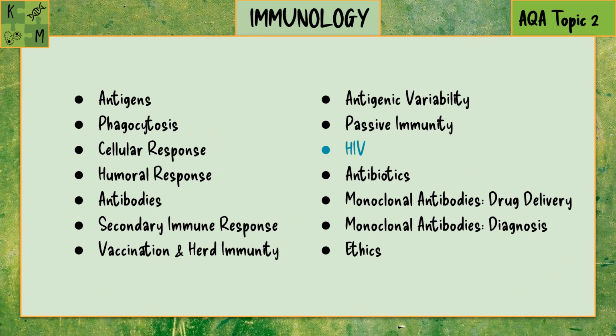Hi everyone. In this series of videos, we've explored the immune response following exposure to an antigen. In this video, we'll look at the specific example of HIV infection and how it affects the immune system, potentially leading to the development of AIDS.